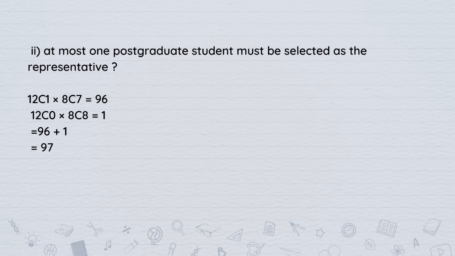At most means to say that a number or amount is the maximum that is possible, and that the actual number or amount may be smaller. The possible numbers are 0 and 1. So we are going to make a calculation: 12C1 times 8C7 plus 12C0 times 8C8. So 96 plus 1 equals 97.